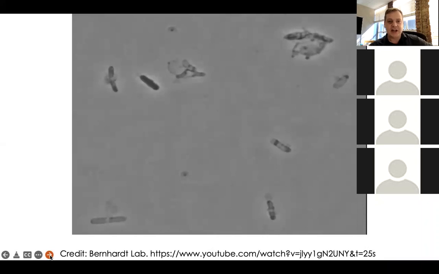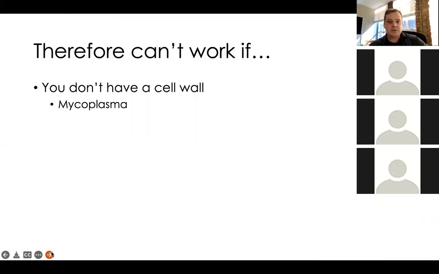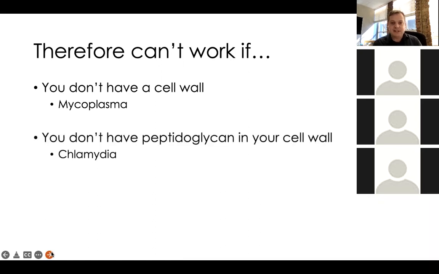This is essentially how they kill. So obviously then it makes sense that beta-lactams don't work if you don't have a cell wall. So mycoplasma don't have cell walls. So you can't use beta-lactams against mycoplasma. Some cell walls really don't have peptidoglycan, like chlamydia. That's pretty uncommon in bacteria, but it does account for the fact that you can't use penicillins for chlamydia.